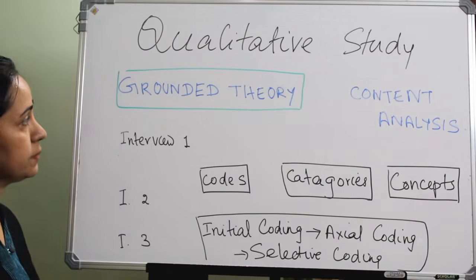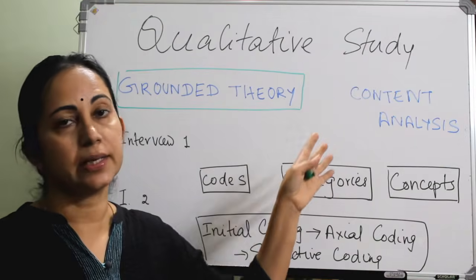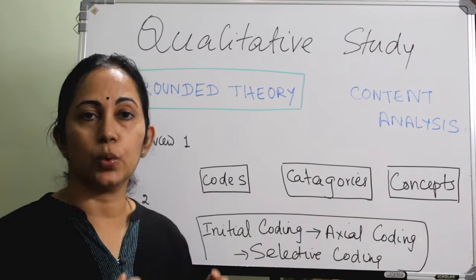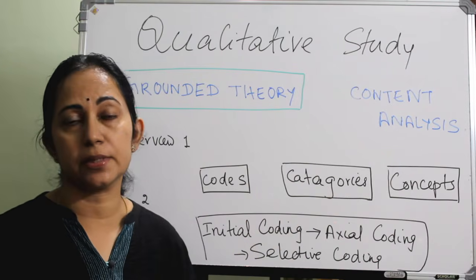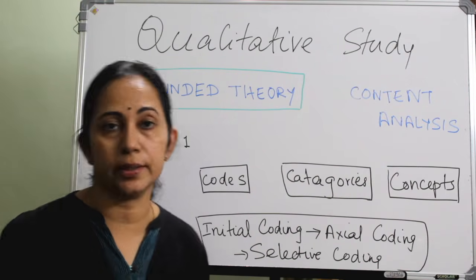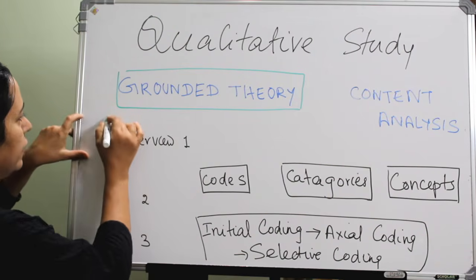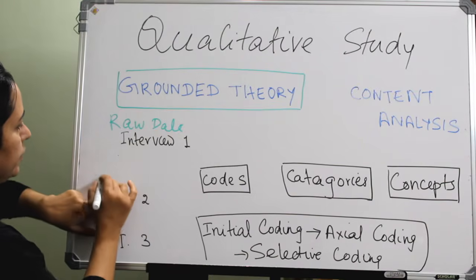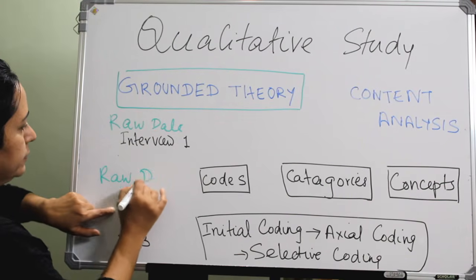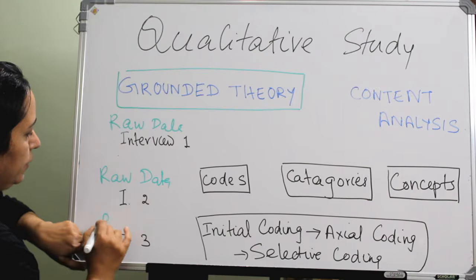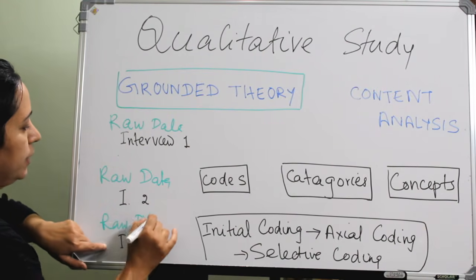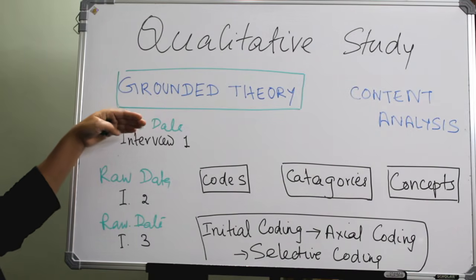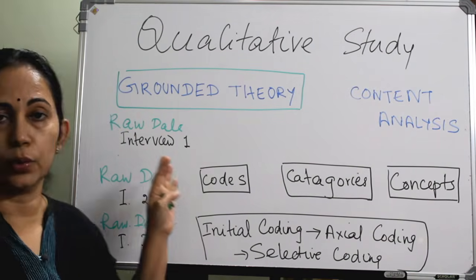There are two types of analysis mainly: grounded theory and content analysis. In grounded theory, we make the raw data into different codes and categories, and then make concepts, and from the concepts a theoretical model is made. So from interview 1, this is raw data. Again this is interview 2, you get raw data. And in interview 3 also you get raw data. For example, you did an in-depth interview of 3 persons, you got the raw data.